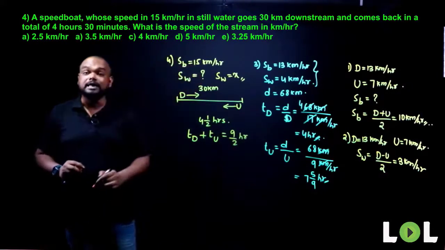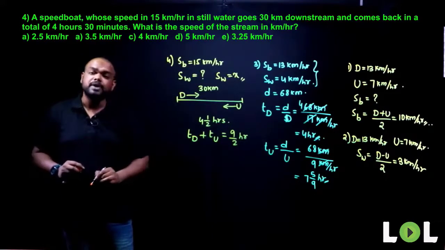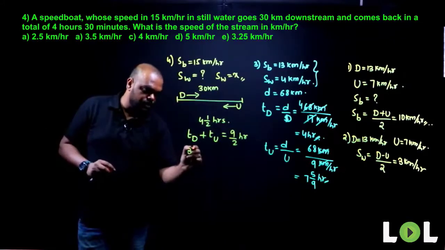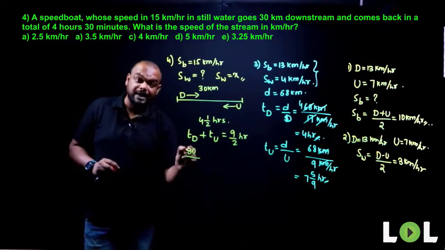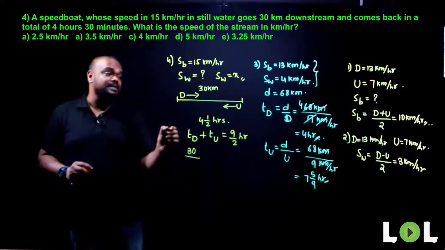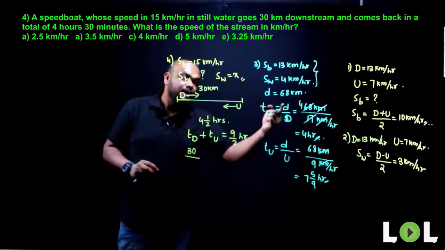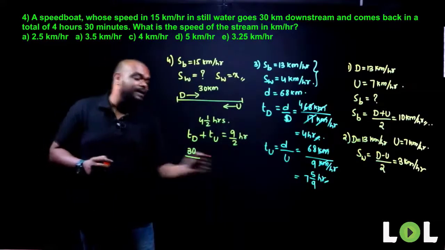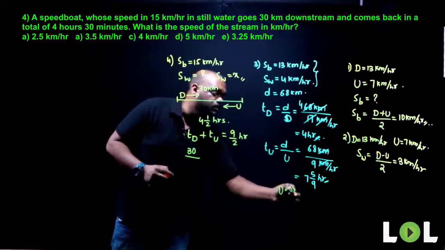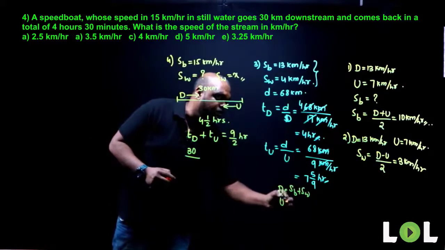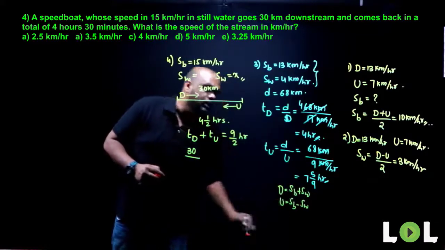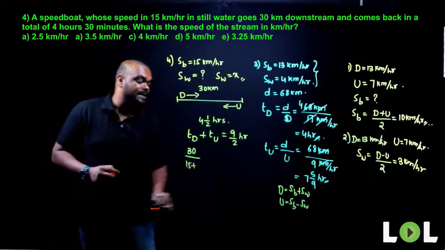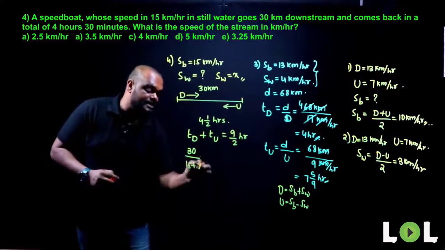Now, time taken during downstream. How do I calculate it? Time is distance by speed. What is the distance here? 30 kilometers, divided by speed. Which speed do I use? Downstream speed. But do we have the downstream speed? No. We know that downstream speed is SB plus SW and upstream speed is SB minus SW. SB is given as 15 kilometers, plus SW, which we do not know. Let us consider it as x.